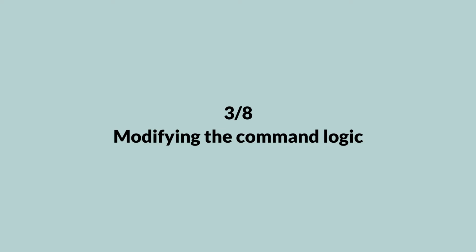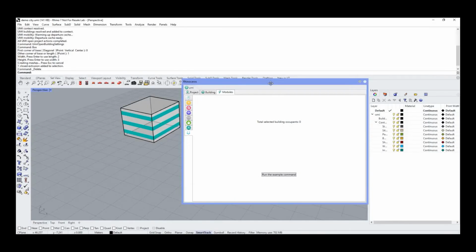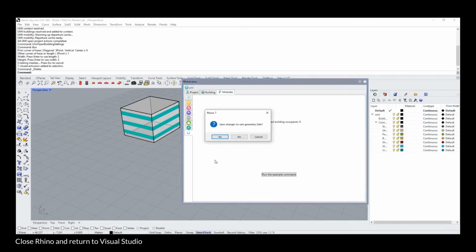If our goal is to make a simulation module, we want to create interesting logic that does interesting things. Again, for this workshop, we're going to just be doing a simulation that calculates occupancies by multiplying gross floor area by occupant densities that we will be specifying outside of the normal UMI settings. We do that like we do everything else within Visual Studio. So let's go ahead and close this and get back to our command.